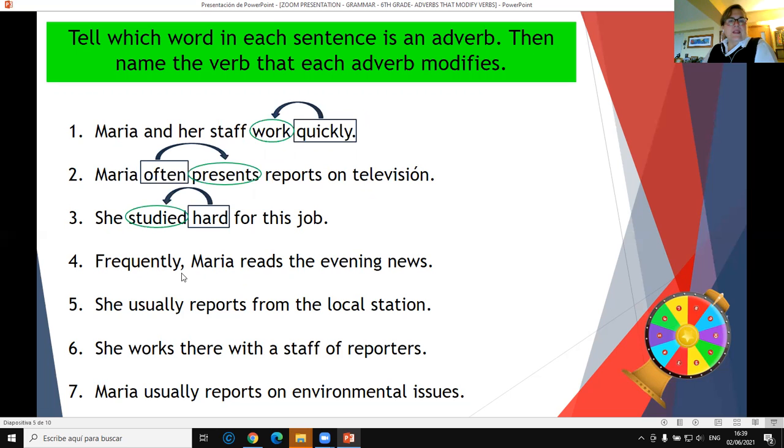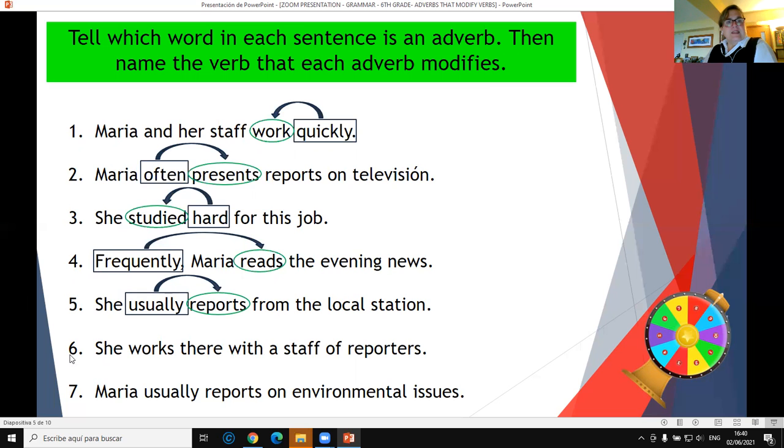Number four, frequently Maria reads the evening news. Frequently, in this case, is telling us to what extent she reads. So frequently is the adverb, reads is the verb that is being modified by the adverb. Number five, she usually reports from the local station. Usually is the adverb, and usually is telling us how often she reports or where. In this case it is where. Usually reports from the local station.